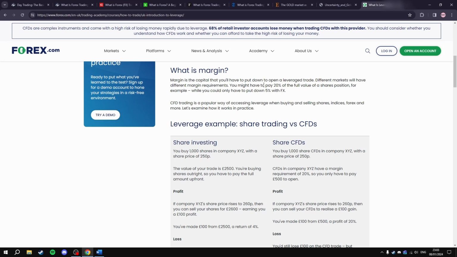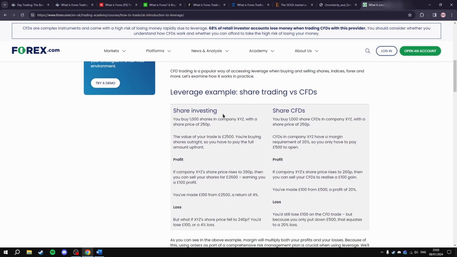You might have to pay 20% of the full value of a share position, for example, while you could only have to put down 5% with Forex. CFD trading is a popular way of accessing leverage when buying and selling shares, indices, Forex and more. Let's examine how it works in practice.